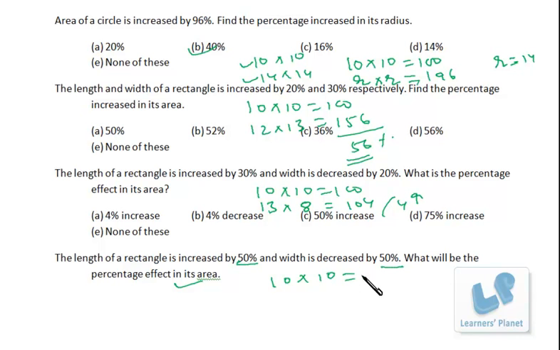Initially it's 10 into 10, 100. Now it is 15 because length is increased by 50% and breadth is decreased by 50%, so it's 5. Now what we are getting, that is 75. Initially the area was 100, now it is 75, so it's a 25% dip. Okay, or we can say 25% area will be reduced. Okay, so by this method the problems become very simple, right?